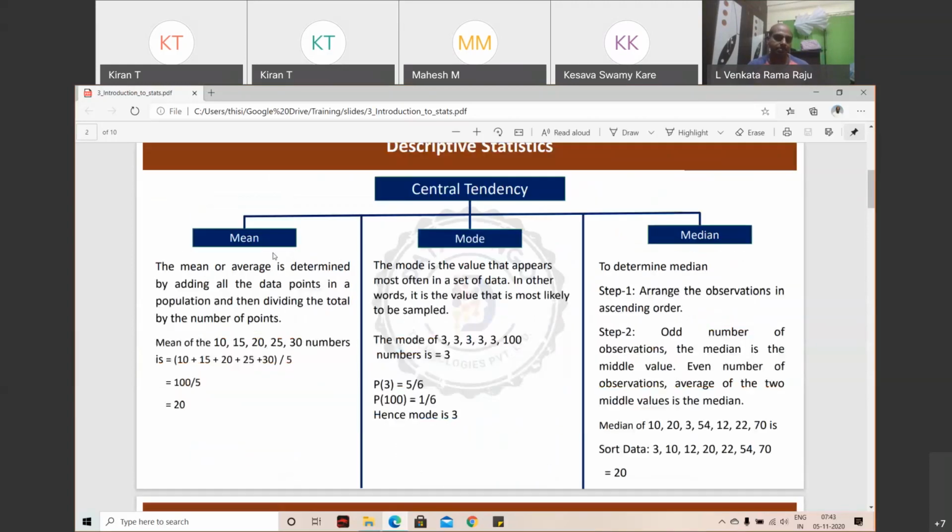So central tendency: mean, median, mode. I explained it to you yesterday. Three measures are there because for each dataset, one measure may fit. Mean is the average, mode is the most occurring number, and median is when you sort the data in ascending order and take the middle number.